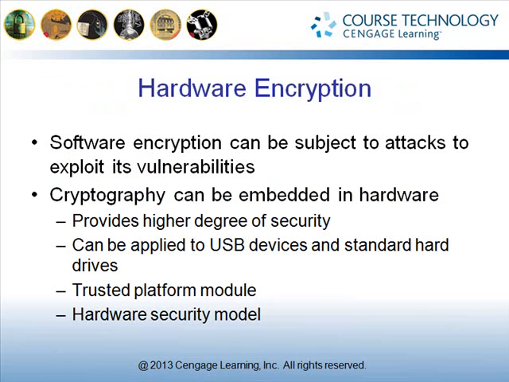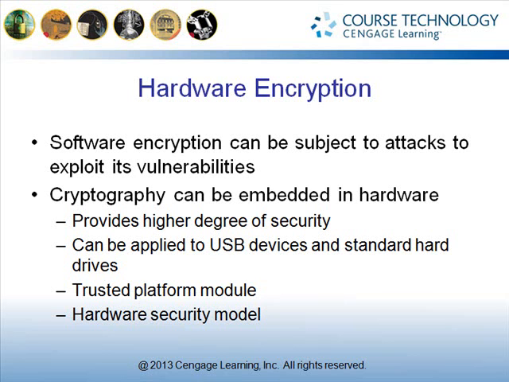So we've talked about encryption through software. Let's look at hardware encryption. Software encryption has a problem in that it's subject to attacks that exploit its vulnerabilities because it rests on the operating system, if you would. Now, if we could take cryptography and actually embed it in hardware, that provides an even higher degree of security. So hardware encryption cannot be as easily exploited as software encryption.